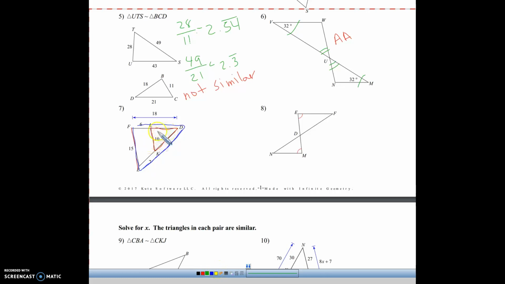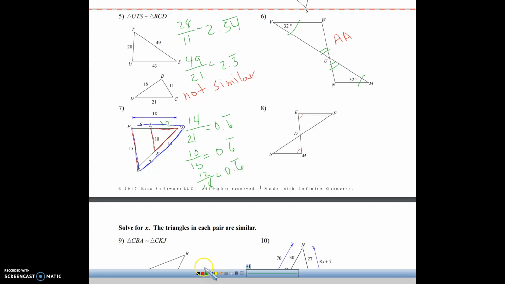So let's see. First of all, I need corresponding sides. So 14 here is going to correspond with this whole long side, which is 14 plus 7, which is 21. So 14 over 21 is 0.6 repeating. Now I can do 10 over 15, which is 0.6 repeating. And now for LD, if FL is 6 and the whole thing is 18, that means that LD is 12. So I can show this last set, 12 over the whole thing, 18. And 12 over 18 gives me 0.6 repeating.